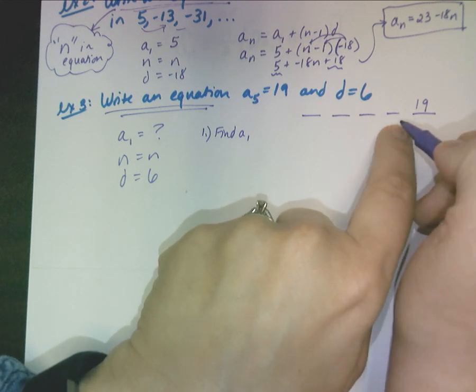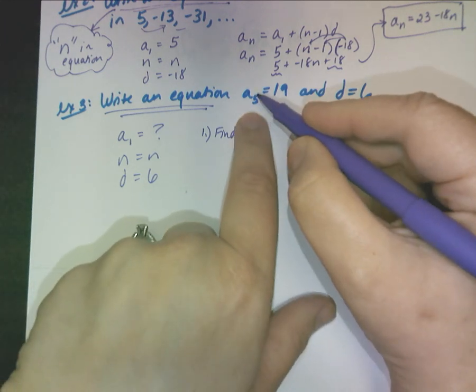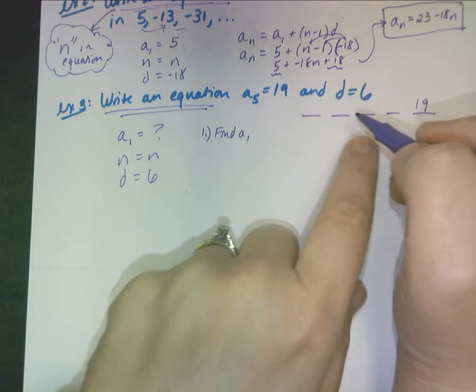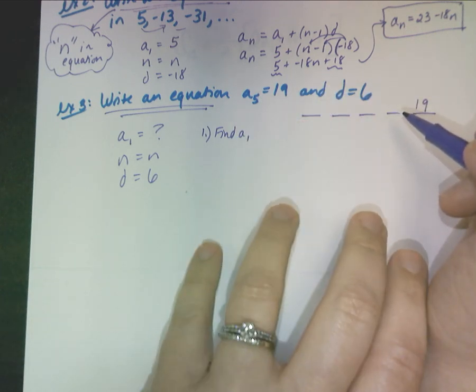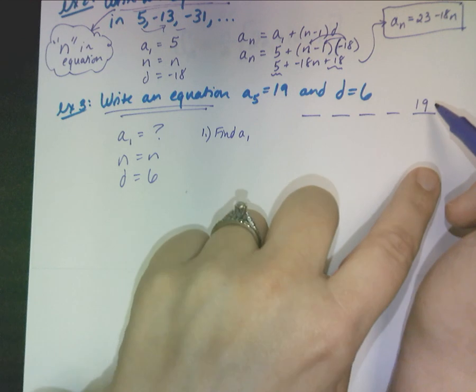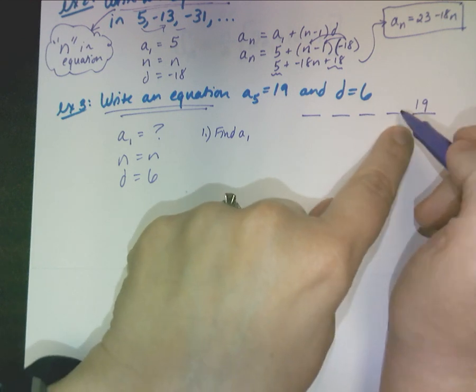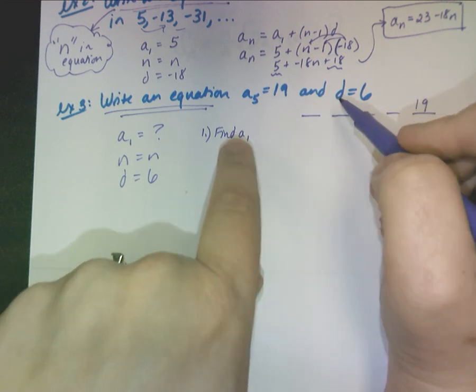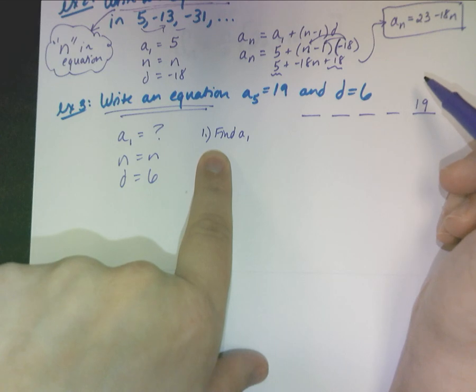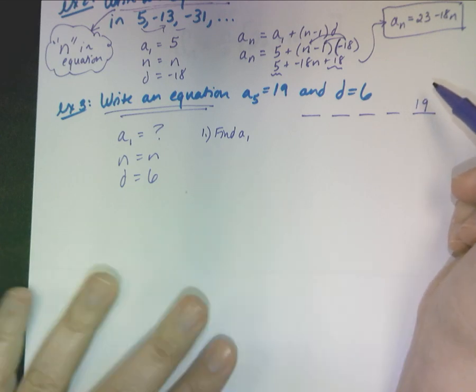Now, you could work backwards. But what if I said the 50th position was 19? Then that would be really, really annoying to work backwards. So I understand that many of you will probably be like, well, I'm just going to keep subtracting 6. Well, let me show you a way to find A1, though. Okay, let's just use the formula to find A1.